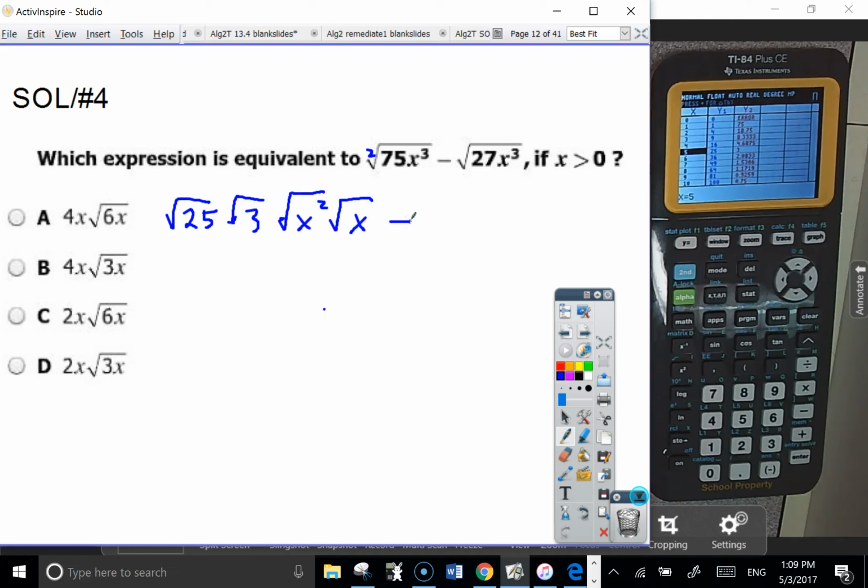Same thing with the next one. 27 is not a perfect square, but it has a factor, 9, that is. And then we got another x to the third, so we'll split that up the same way: x squared times x.